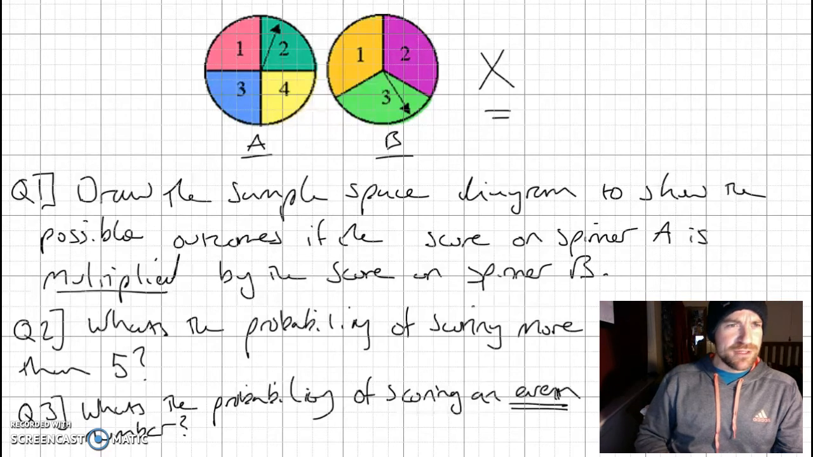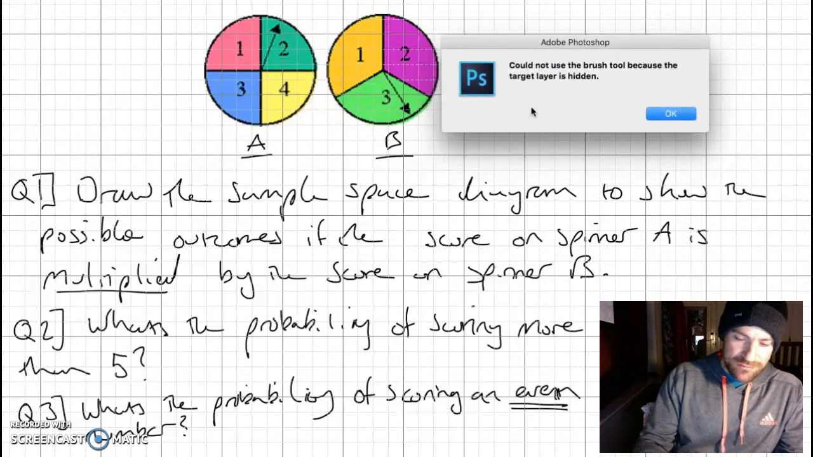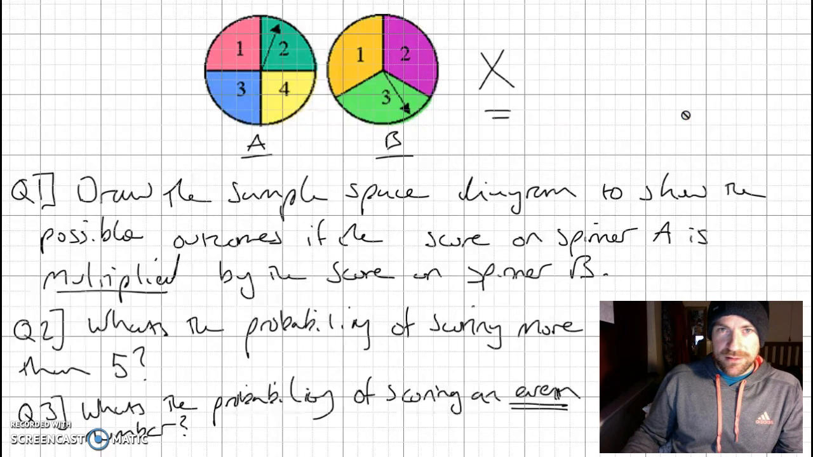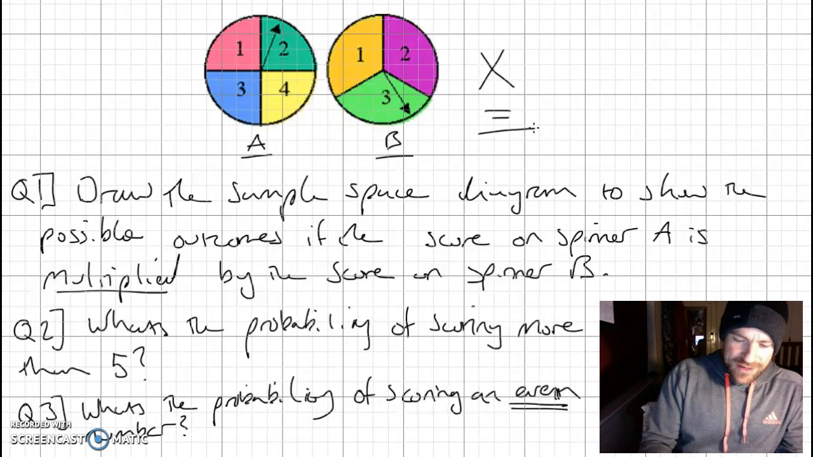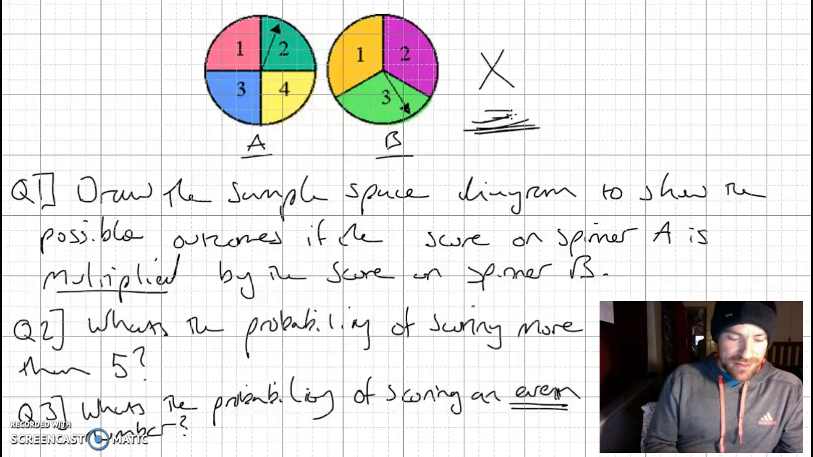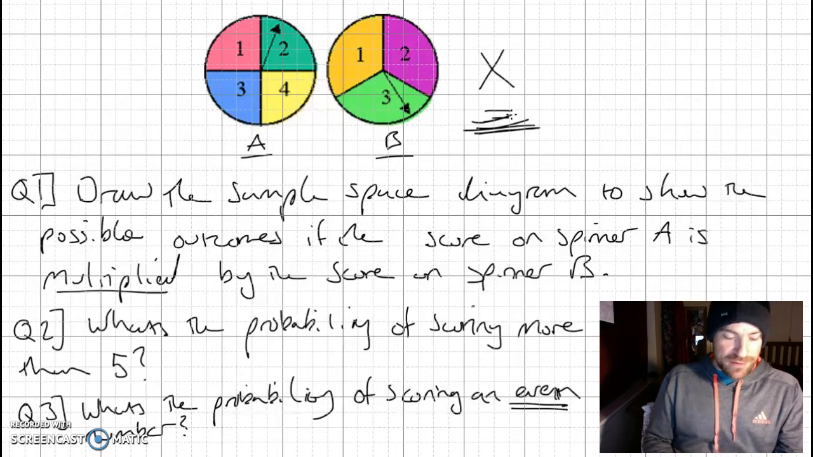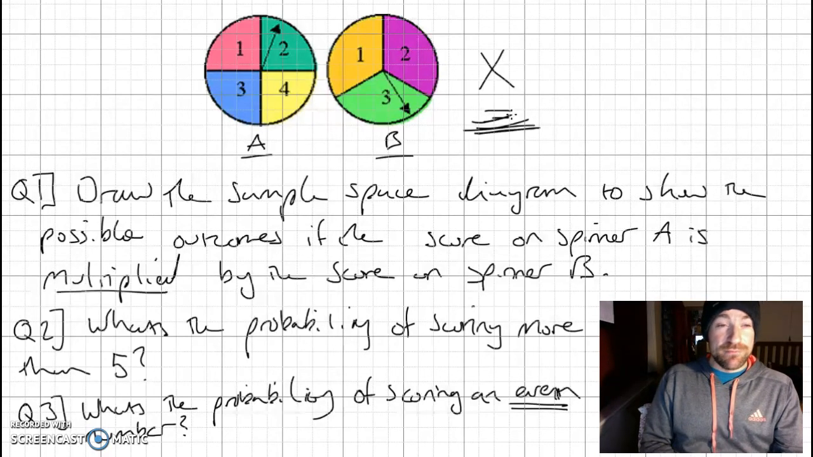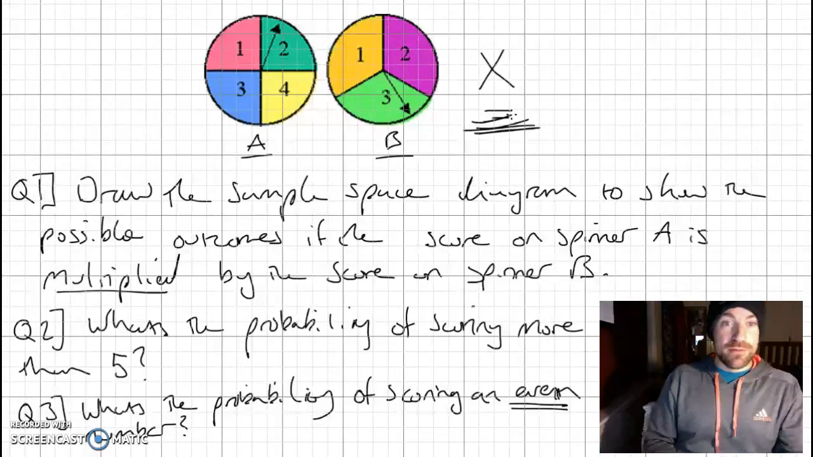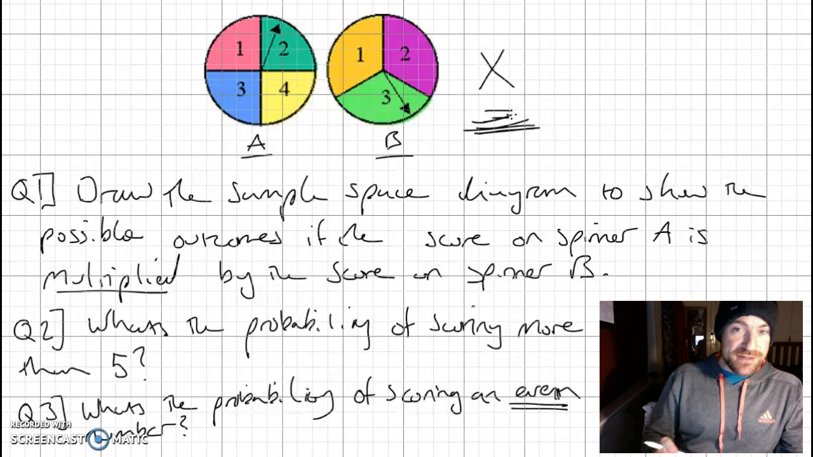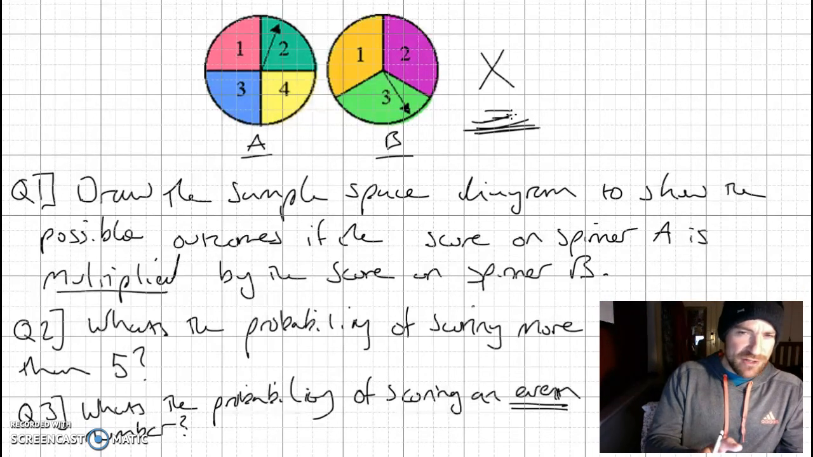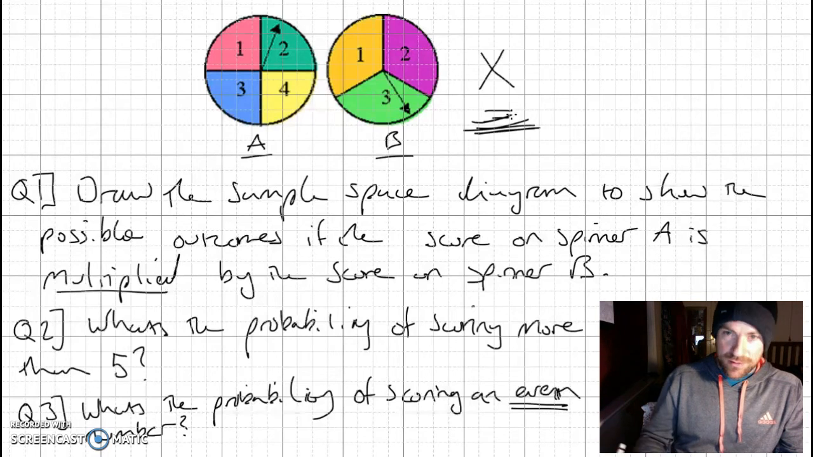Right, I'll pause it up because question 1 is draw the sample space diagram to show the possible outcomes if the score on spinner A is multiplied. Remember, so it's multiplied. Let's say, there you go, multiplied. So we're multiplying these two up by the score on spinner B. Question 2, what's the probability of scoring more than 5? And question 3, what's the probability of scoring an even number? Now, key to this is drawing your sample space. Okay, so give that a good go and then check your answers, which are coming up soon.